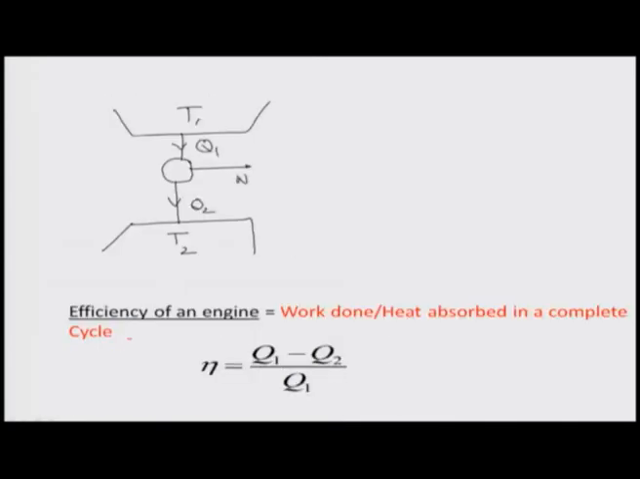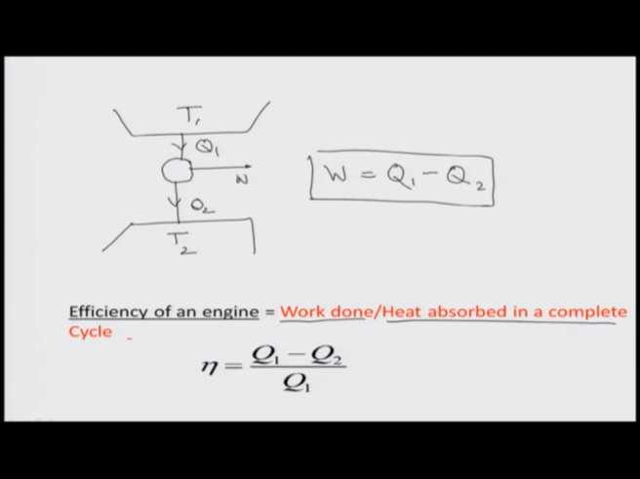So, heat absorbed in one closed cycle is Q1, heat released to T2 in a closed cycle is Q2, and work done is Q1 minus Q2. So, I am extracting some work from the engine, and this is the work done over one complete cycle. Now, one can define the efficiency of an engine. Efficiency is defined as work done divided by heat absorbed in a complete cycle. That is simply Q1 minus Q2 over Q1. So, this is the expression.